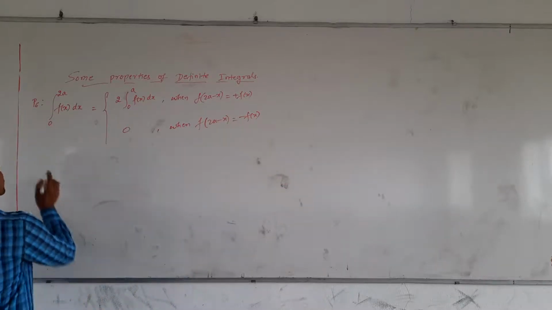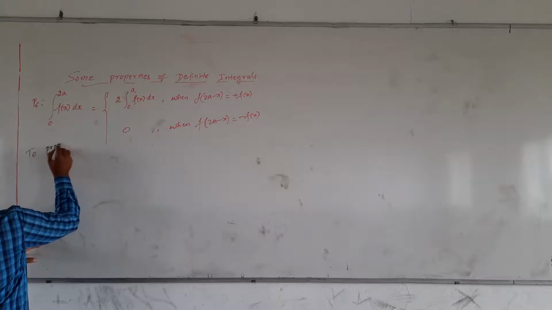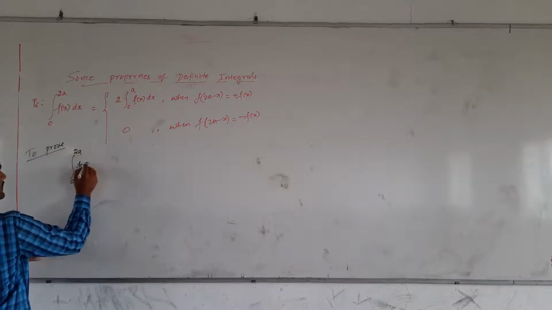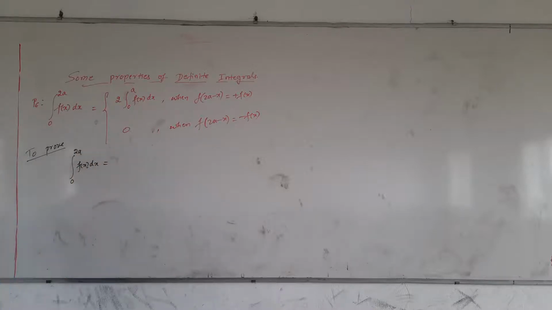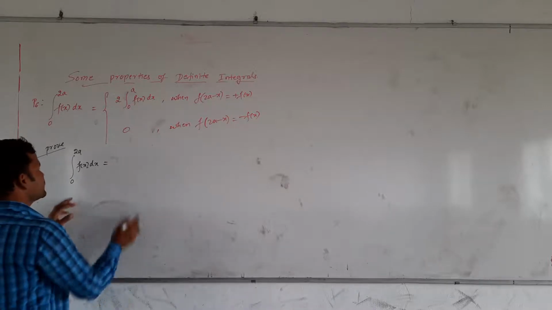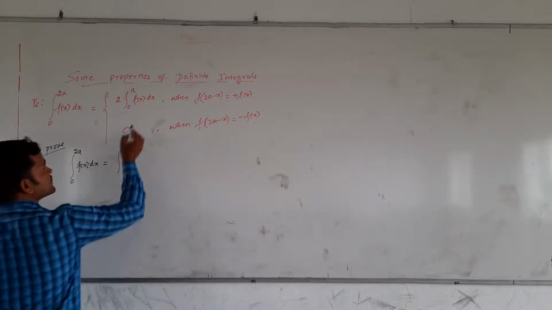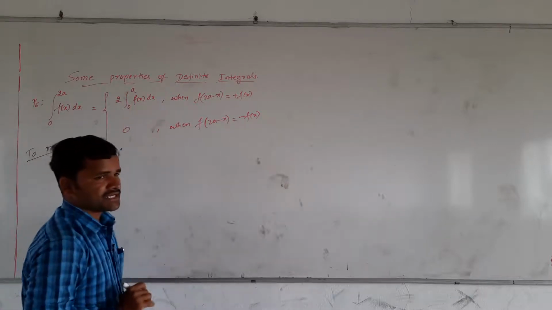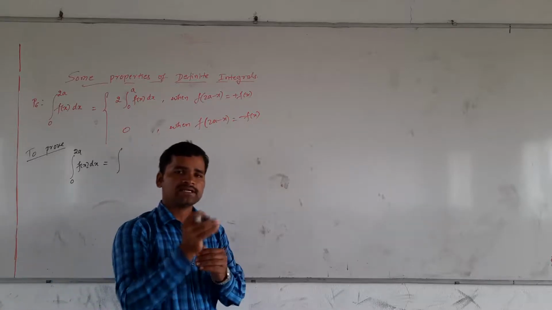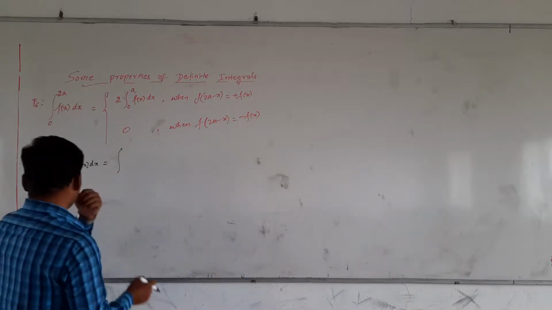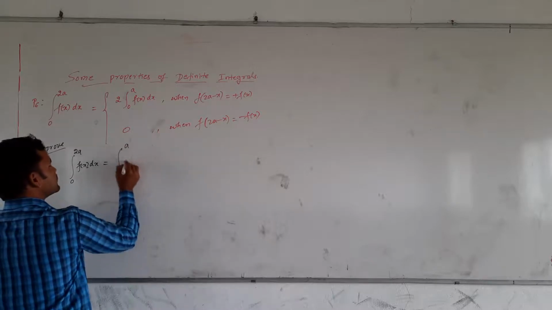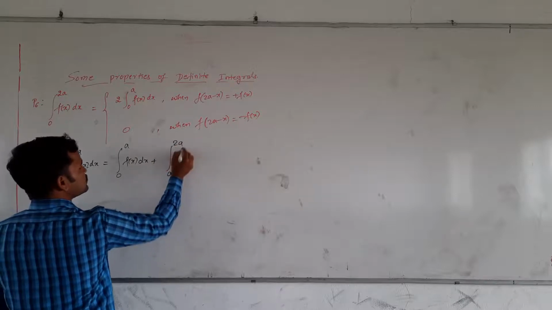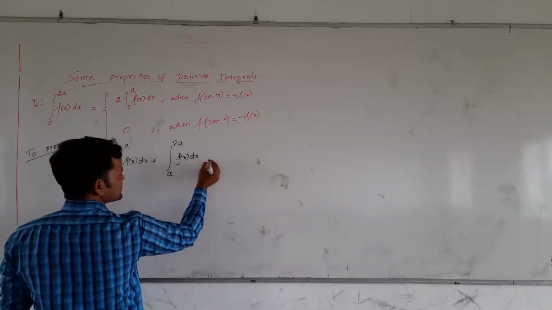Okay, let me prove this. To prove this property P6, I will take this part, the integral from 0 to 2a of f of x dx. Then see, in this RHS 0 to a is there. So, instead of integrating from 0 to 2a, first I will integrate from 0 to a, then the second integral I will take from a to 2a. So, here I will write the integral from 0 to a of f of x dx plus the integral from a to 2a of f of x dx.